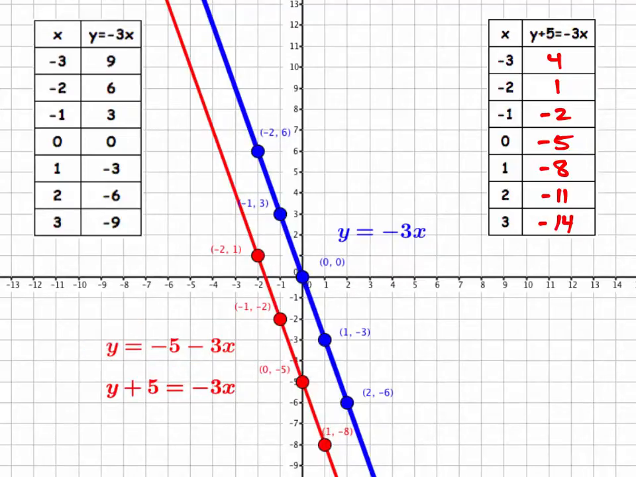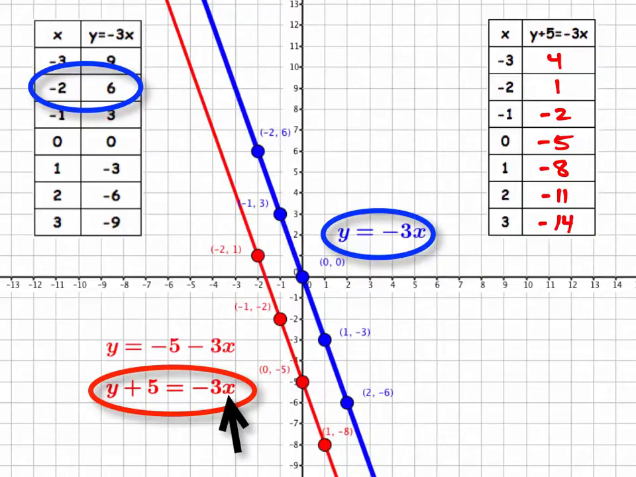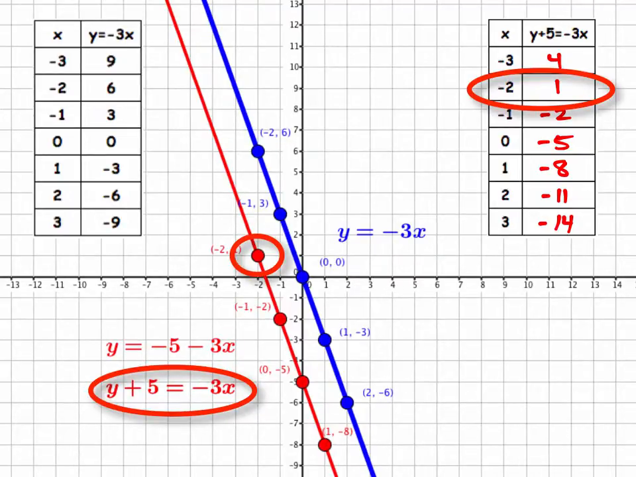For instance, the ordered pair in our original -2, 6. Of course, if we substitute those values in for their variables in y equals -3x, -3 times -2 is 6. That's why that point is on the graph. Now, if we look at this equation in red, if the x value is exactly the same, -3 times -2 is still going to be 6. But y is not going to be equal to 6. Y plus 5 has to be equal to 6. That means y has got to be equal to 1. Of course, that's why the point -2, 1 is on this graph in red.